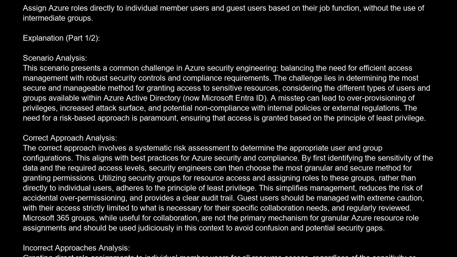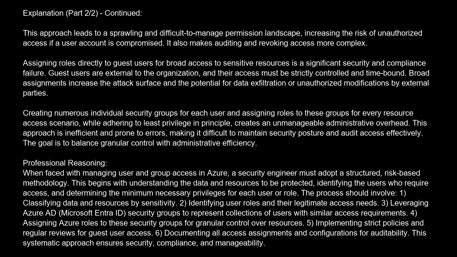Incorrect approaches analysis. Granting direct role assignments to individual member users for all resource access, regardless of the sensitivity or frequency of access, is a failure of the principle of least privilege. This approach leads to a sprawling and difficult-to-manage permission landscape, increasing the risk of unauthorized access if a user account is compromised. It also makes auditing and revoking access more complex.